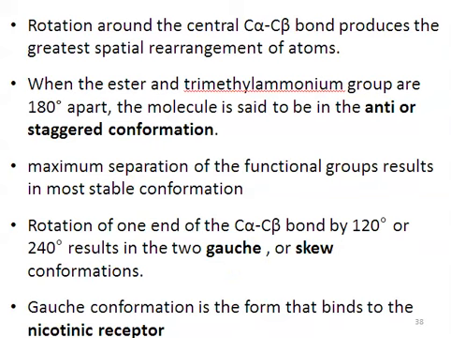The gauche conformation is the form that binds to the nicotinic receptor, while the anti-conformation or staggered conformation is the conformation that binds with the muscarinic receptor. The difference in conformation results in different binding with the receptor.